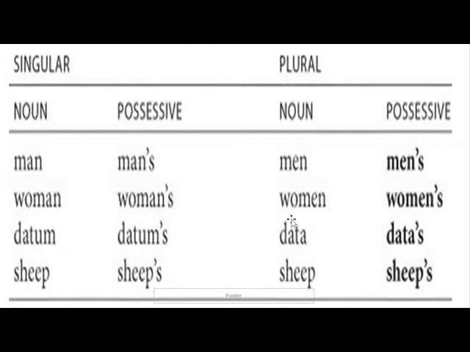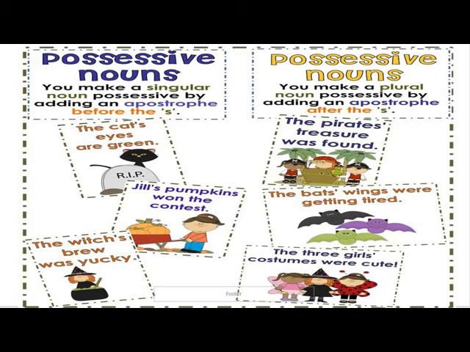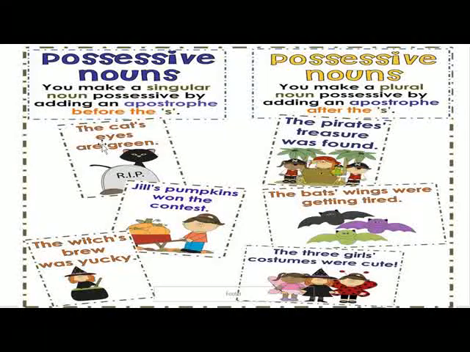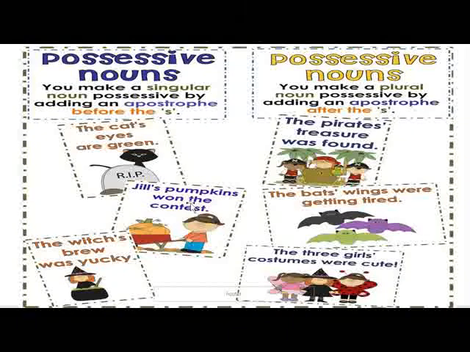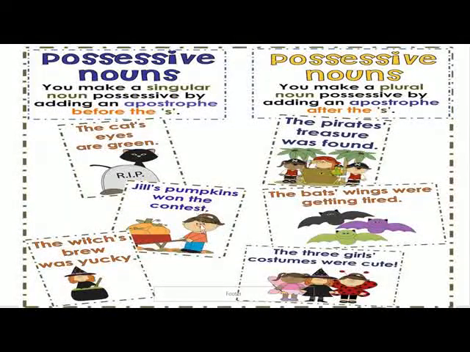Okay, so this is our lesson. Let's have some examples also to explain it more for you. Here I have one cat, so I will talk about the eyes of the cat. The cat's eyes are green. See here, because it is one cat, I use the apostrophe, then the S. Here, Jill's pumpkins won the contest. Because I only talk about one girl, her name is Jill, I use the apostrophe first, then the S, because I talk about her pumpkins.